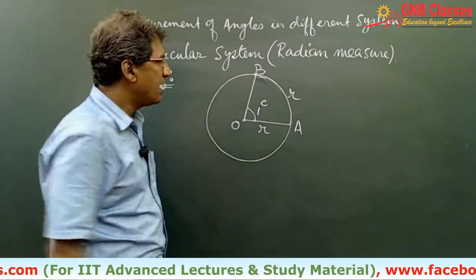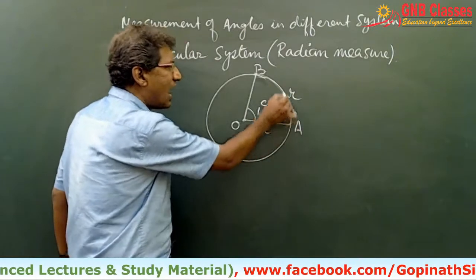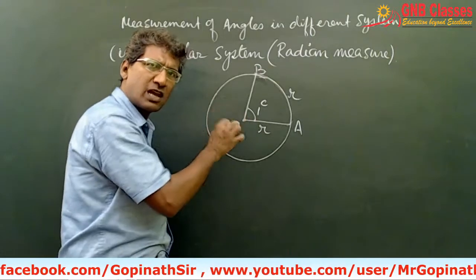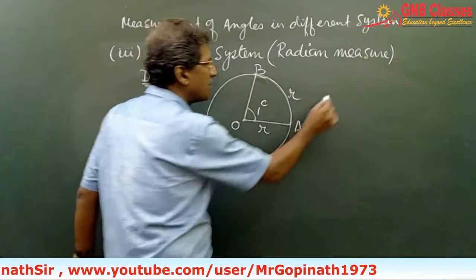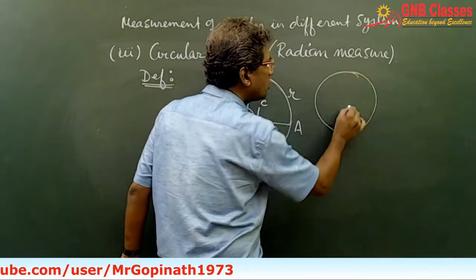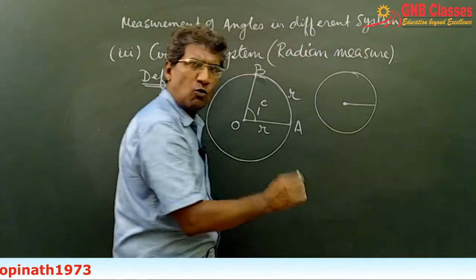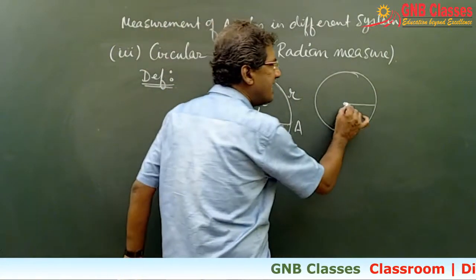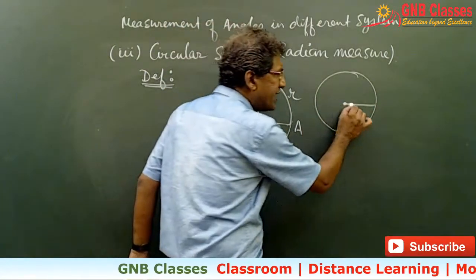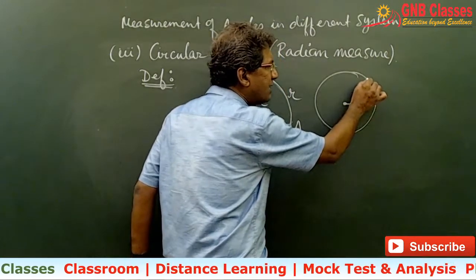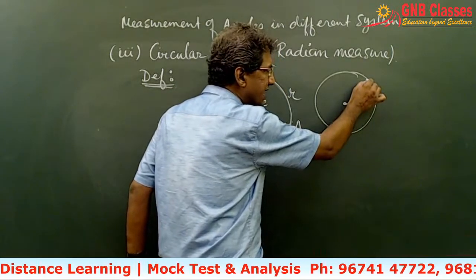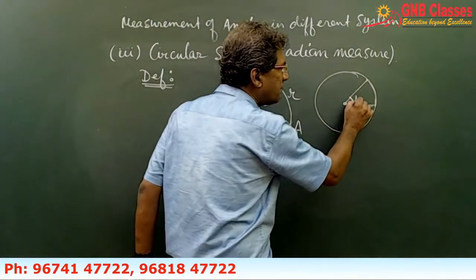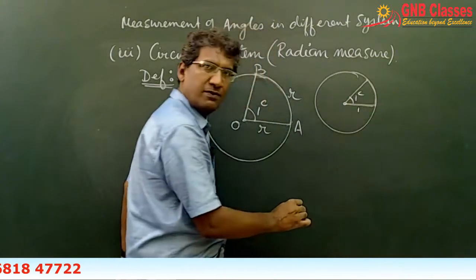Is it clear? If this length is r and this arc length is r, then it will form an angle of 1 radian at the center of the circle. Now suppose there is a circle whose radius is 1 centimeter or whatever unit. I am not concerned about the unit. Just remember that this length is 1. If we take an arc of length 1 unit, then this arc will form an angle at the center of the circle which is nothing but 1 radian. This length is 1. Is it clear?